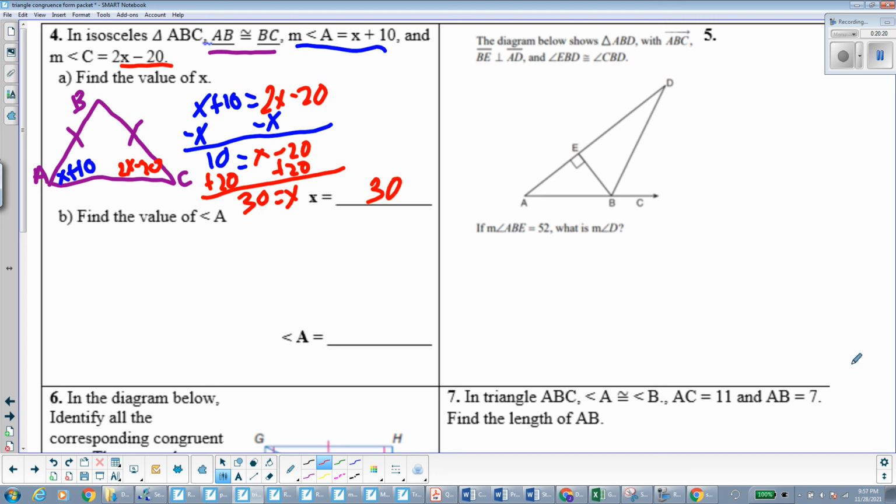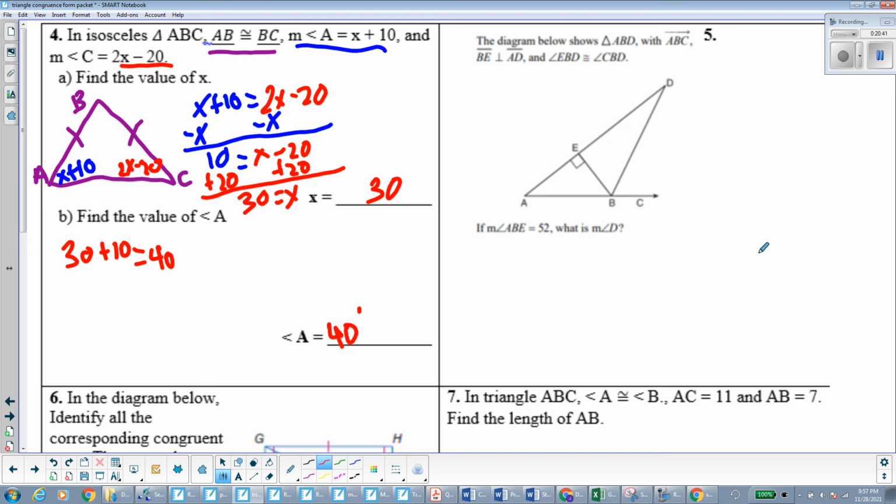The second part is asking us to find the value of angle A. So I'm going to take this x value and plug in for angle A, which is x plus 10. 30 plus 10 is 40 degrees. So angle A is 40 degrees. Okay. Let's move on to number 5.